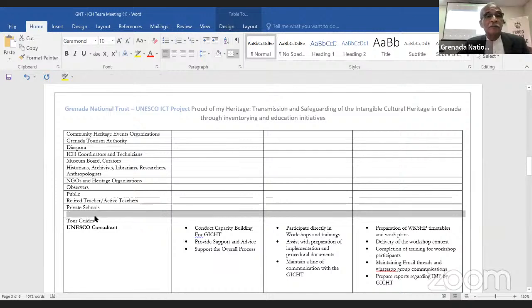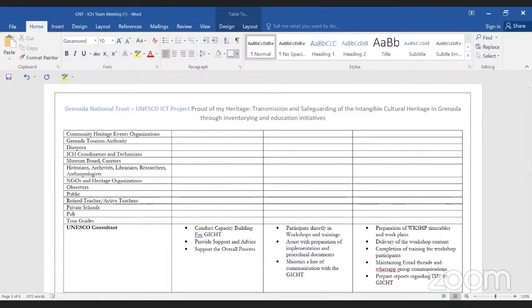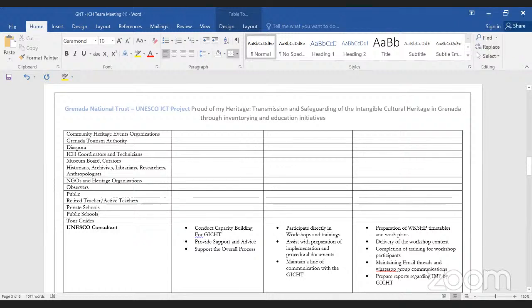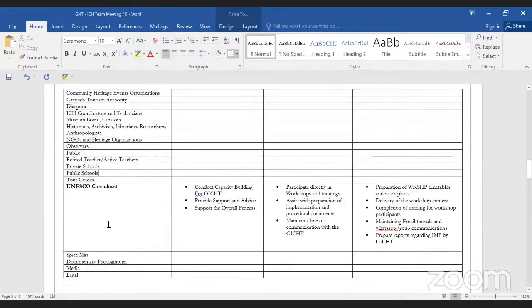My friend Friedel, who was on earlier, is with the Grenada Institute. He had to leave to go teach, but he's been on all week. Friedel Logie. Okay. Do we have public schools present? Yes, I am in a public school, public secondary. I am in a public primary school. Okay, good.